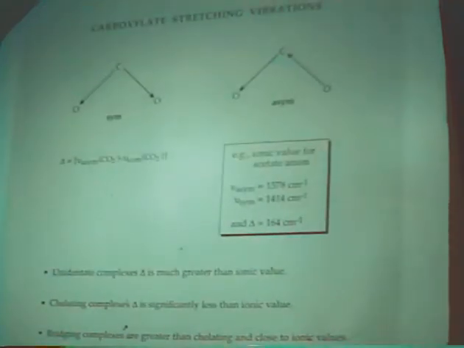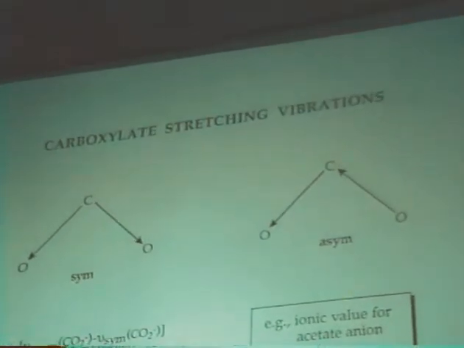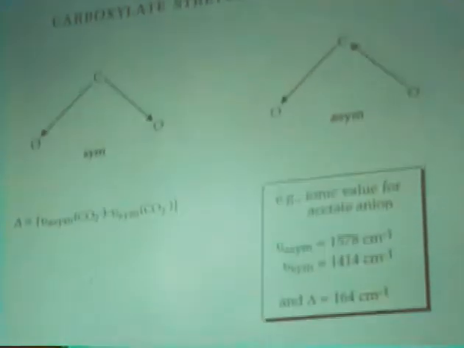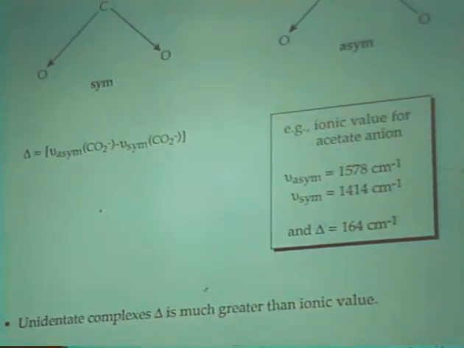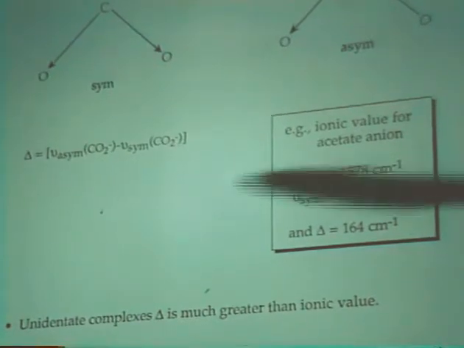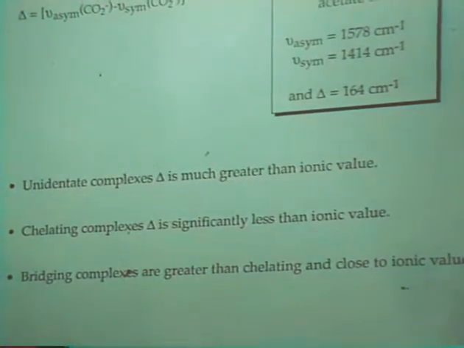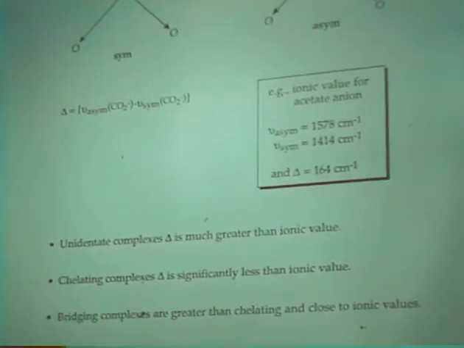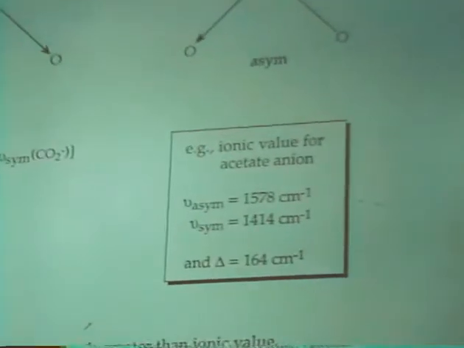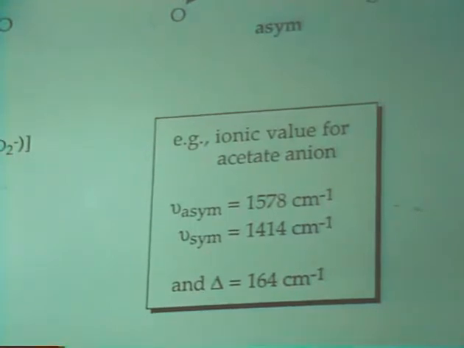Well, the way you would use infrared spectroscopy to assign the structure of carboxylates bound to various metal centers is to use the symmetric and asymmetric vibrations, in particular of the CO2 species, and in particular look at the difference between the asymmetric and the symmetric CO2 stretch. For example, in an ionic acetate species, the difference is on the order of 164 reciprocal centimeters.